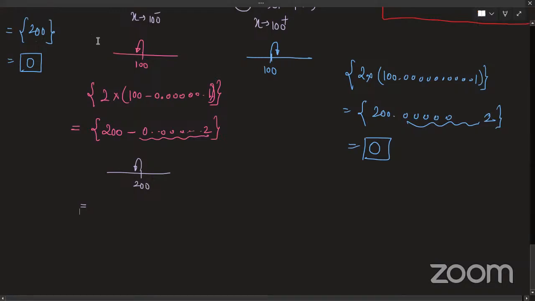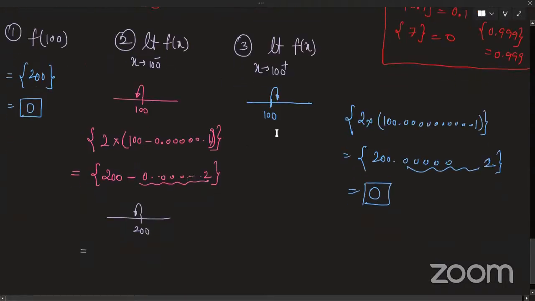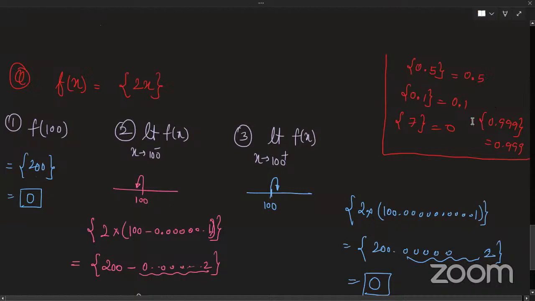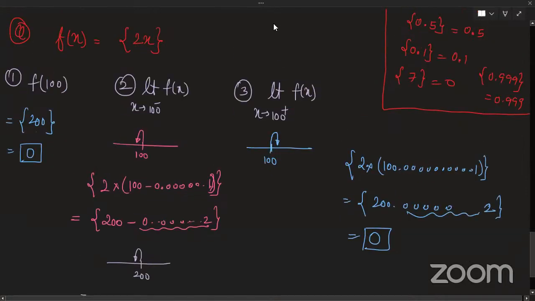Gayatri, tell. Sir, 9.888. How can the fractional part be 9 point something? How can it be 9 point something? The fractional part always has to be between 0 and 1, right? Sir, 0.99. Yes, you are on the right track. Your name? Preeti. 0.999, you are going in the right direction.